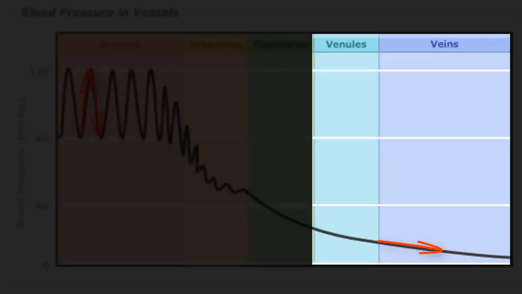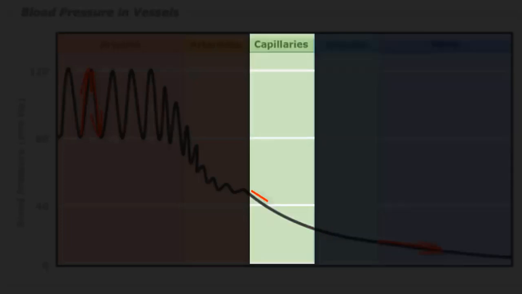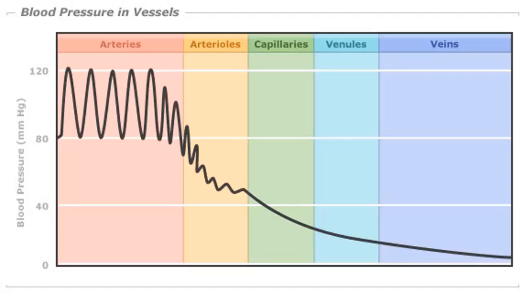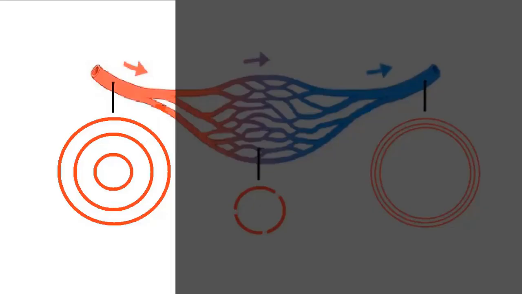It doesn't pulsate. It doesn't fluctuate. It's a constant low pressure. And in the capillaries, the pressure is decreasing as the blood moves from the arteries towards the veins. Blood will always flow from arteries into capillaries, capillaries into veins. Is it clear? Then, let's look at the structure of the artery.